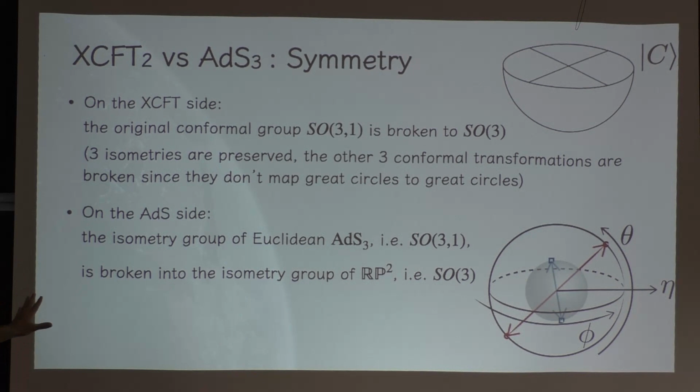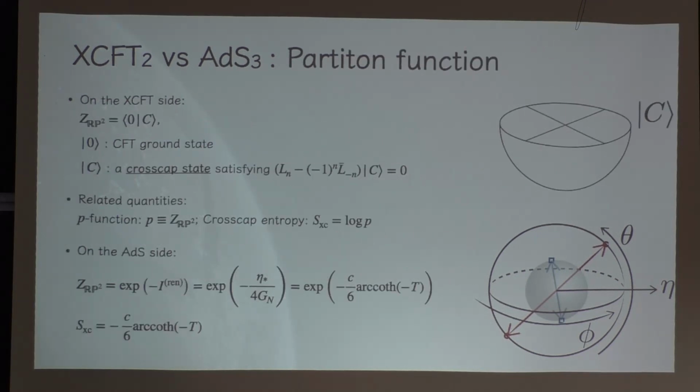Then on the AdS side, it manifests this SO(3) because you essentially introduce a center to the AdS3 in the bottom. Let us then think about the partition function on the two sides. On the CFT side, the RP2 partition function can be schematically written as an inner product between a CFT ground state, which is prepared by this lower half hemisphere, and a crosscap state, which is a kind of boundary condition imposed on this gray circle.